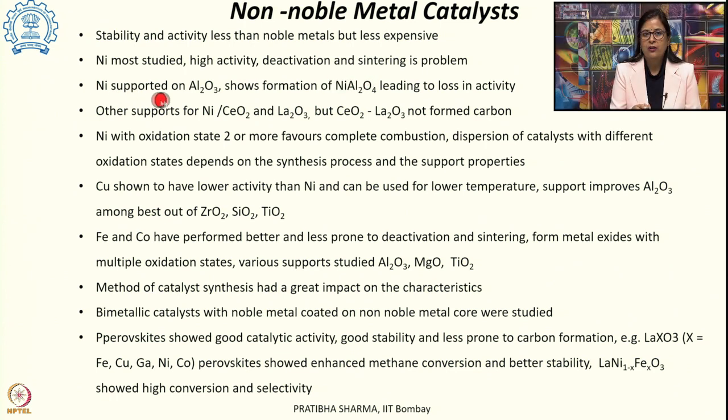With nickel, when it is supported on alumina, it reacts with the support. Nickel on alumina we have also seen in SMR, where it is used as a combination for the SMR catalyst as well. But nickel interacts with the alumina to form NiAl2O4 and it loses its activity. There are other supports which have also been studied, like nickel on ceria or La2O3. Among the two used separately, however, when the combined CeO2 and La2O3 is used as a support, it is less prone to carbon formation.